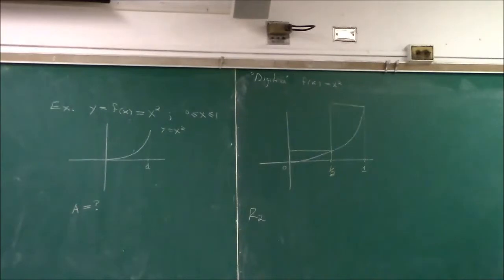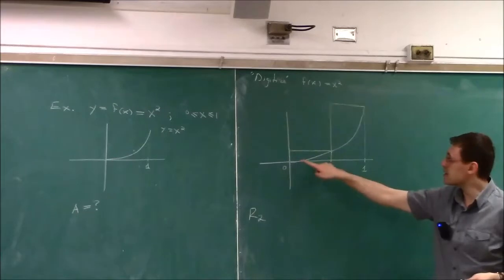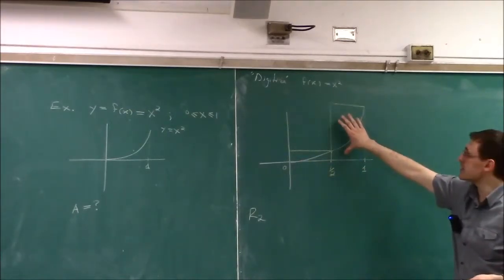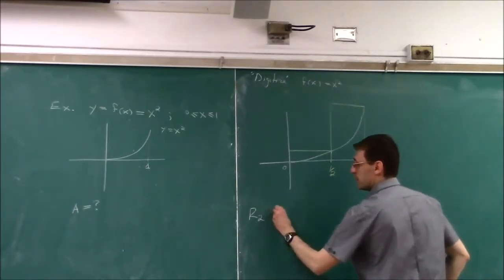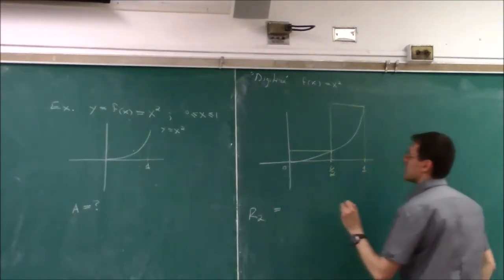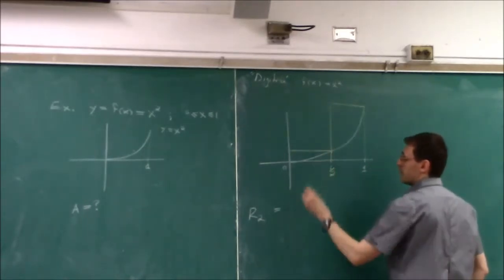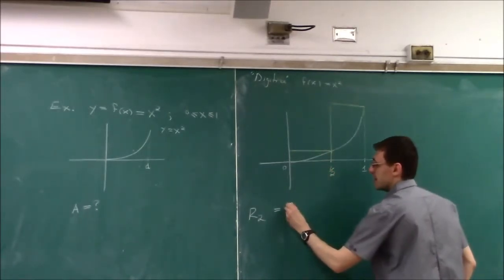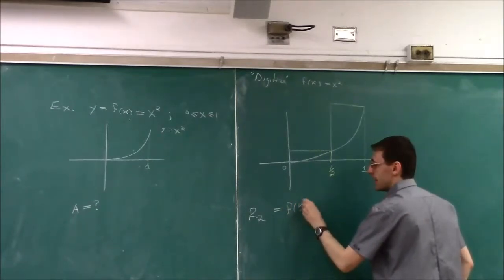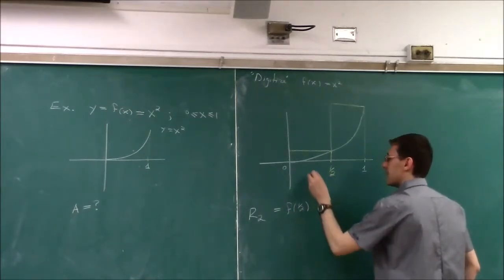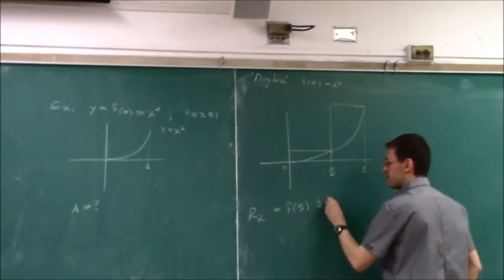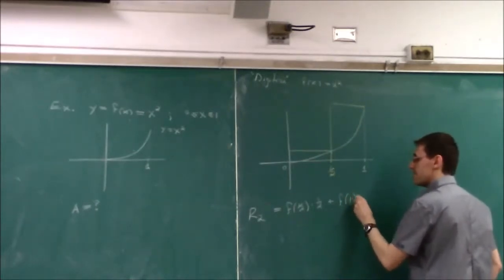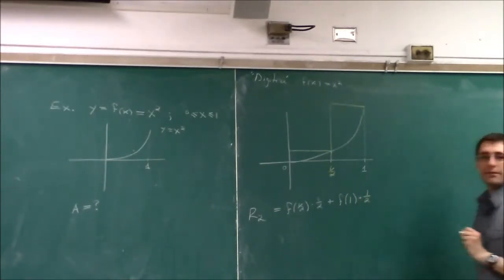Now this, of course, does not look like a very good approximation, but it's a start, right? So instead of looking at this curve, we think of the area as the sum of the two rectangles. What are the areas of those two rectangles? R2. The area is, well, the height of the first rectangle at 1/2 is f of 1/2 times the width, 1/2, plus f of 1 times 1/2.